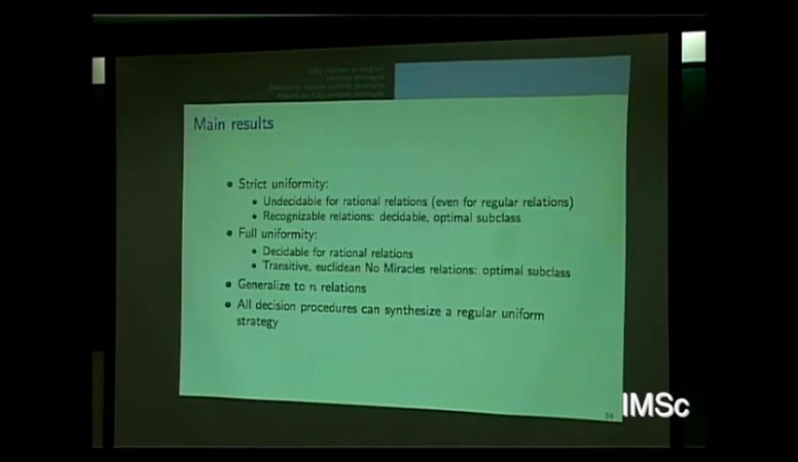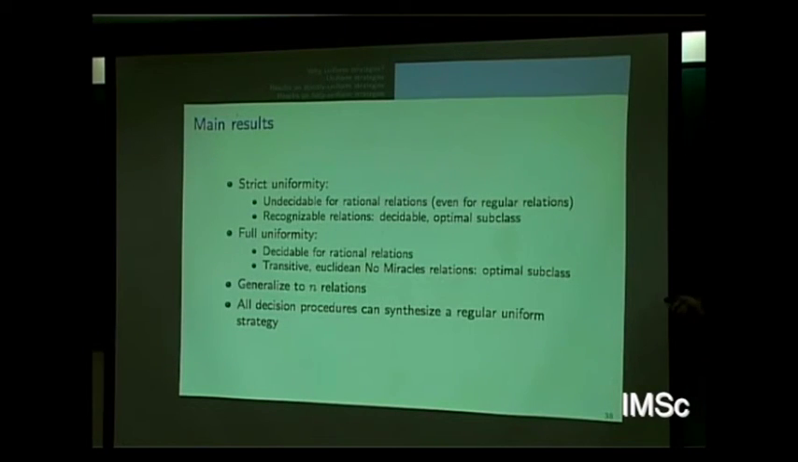So to sum up, for strict uniformity, it's undecidable for rational relations, even with the synchronous and equivalence. But it's decidable for recognizable relations. For full uniformity, it's decidable for all rational relations, and I say optimal because you cannot find a class for which the complexity will be better, because it's already 2EXPTIME hard without any quantifier, because solving LTL games is 2EXPTIME complete. So optimal is in the sense that there is no class of relations for which the complexity is lower. But maybe there is a bigger class for which the complexity is the same.